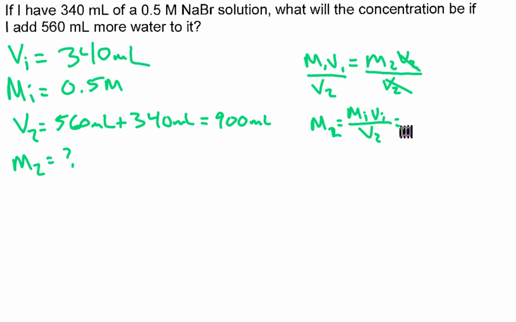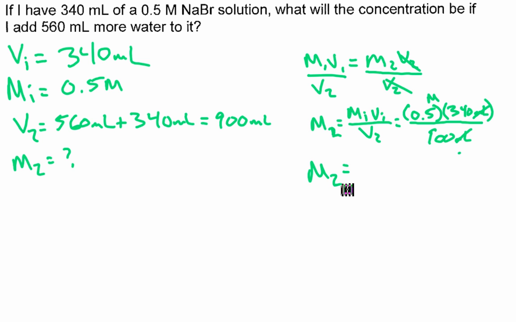Now we can plug our numbers in. So we're going to have 0.5, and that should be big M for molarity, times 340 milliliters, all over 900 milliliters. Now if you notice here, the units milliliters are going to cancel out, and that's just going to leave us with molarity, and that's a perfectly fine unit for molarity, obviously.